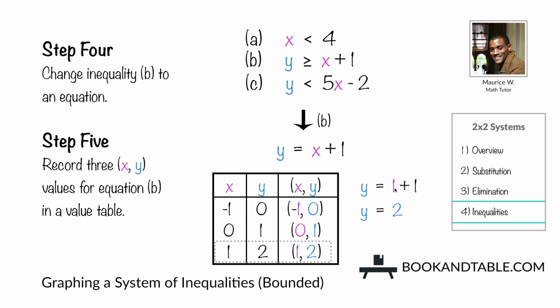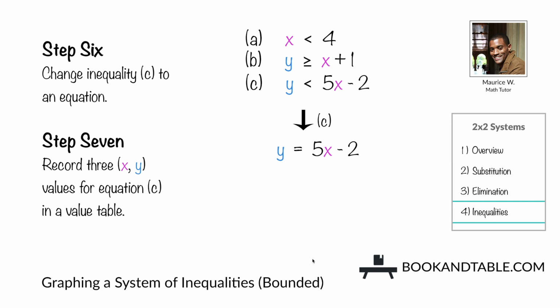And when x is +1, y is 1 plus 1, which is 2. So (1, 2) is the third point in the value table. You then put that value table to the side and create a value table for C now.